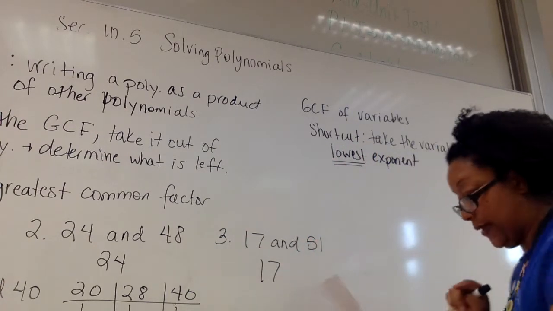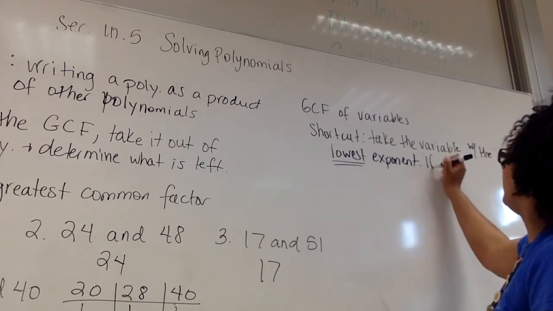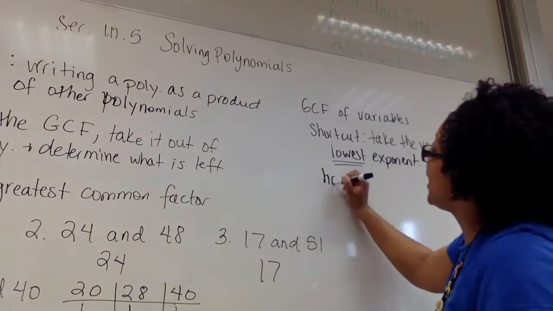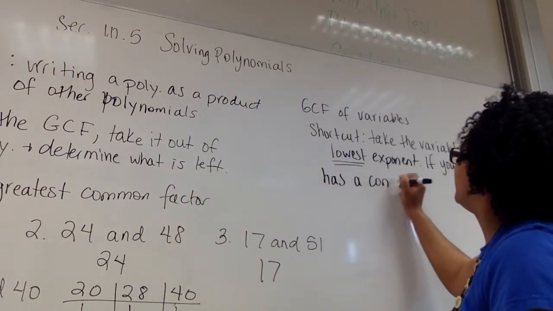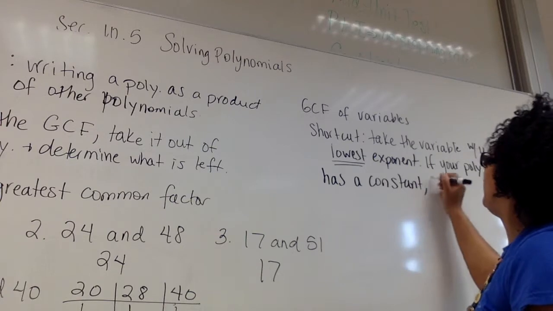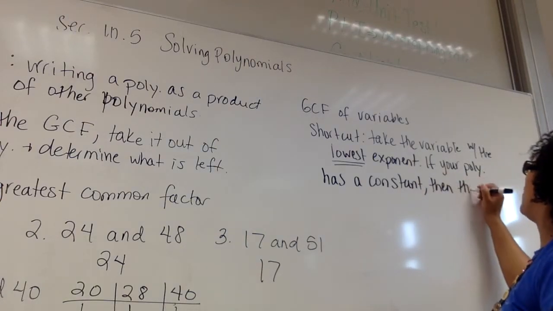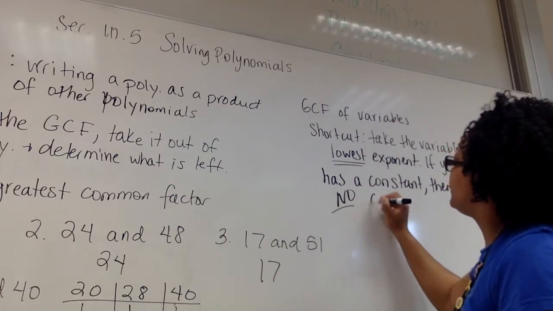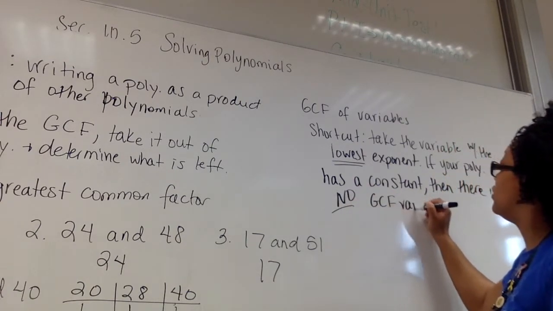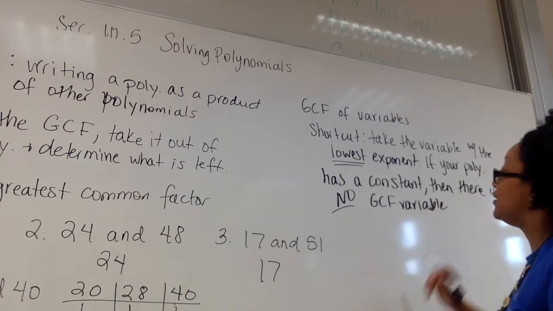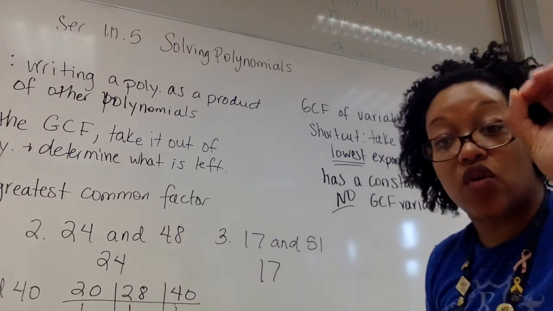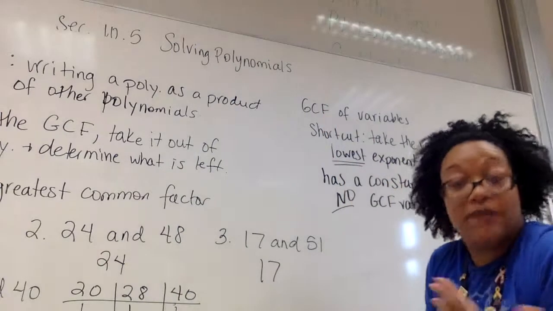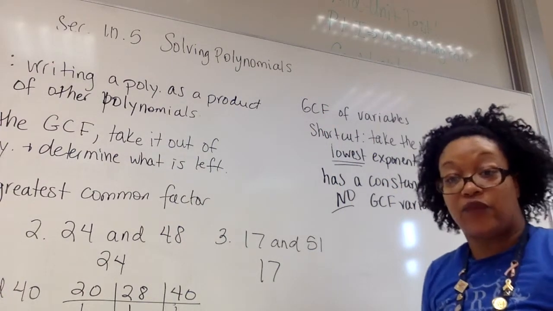Now, let's add one more thing. If your polynomial has a constant, so it's just a number, then there is no GCF variable, because your constant has a degree of 0. It's x to the 0 power. That's your lowest exponent. There is no GCF for the variable.